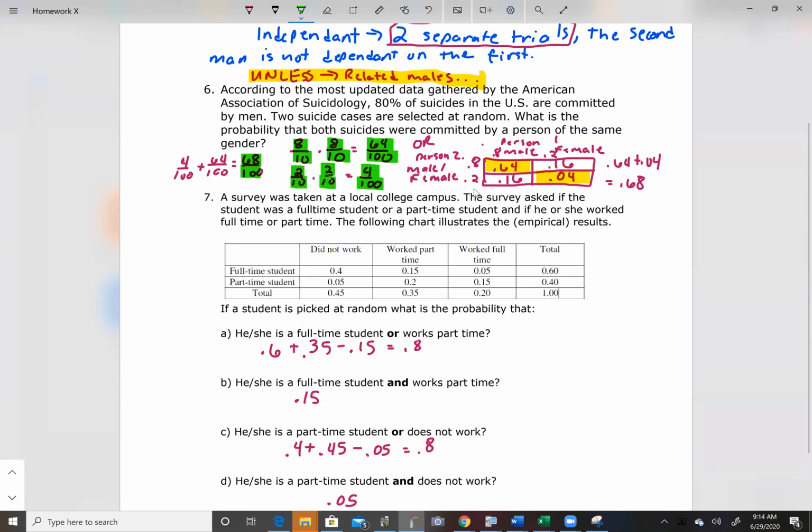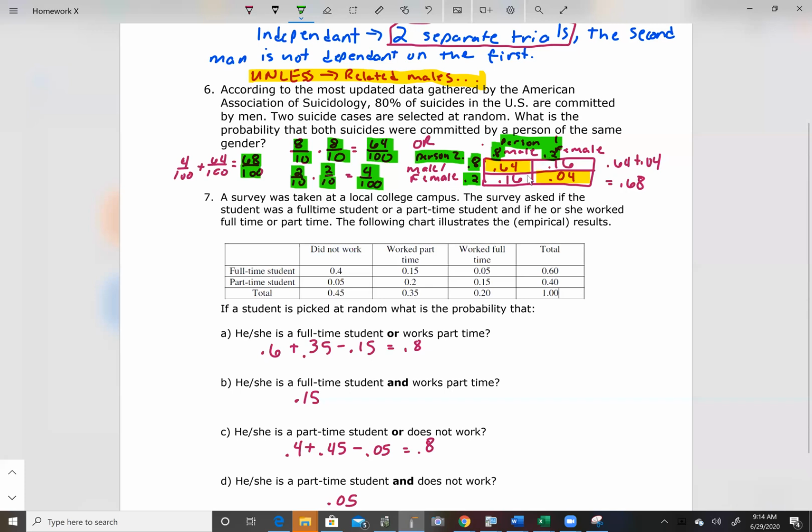Something I feel is a really good way to think about it, if you don't have numbers as nice as these, is to make an area model of what's happening. So here on this side of my area model, I have person number 1. On this side, I have person number 2. And here we have a 0.8 or 80% chance that person 2 is going to be male and a 0.2 chance it's going to be female. Same for person 1, 0.8 and 0.2.